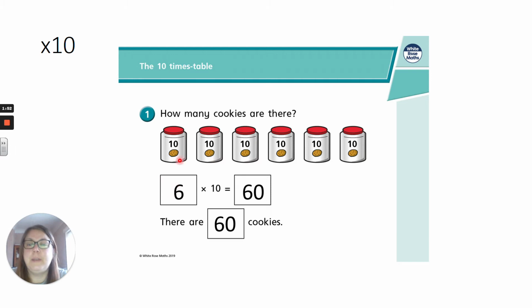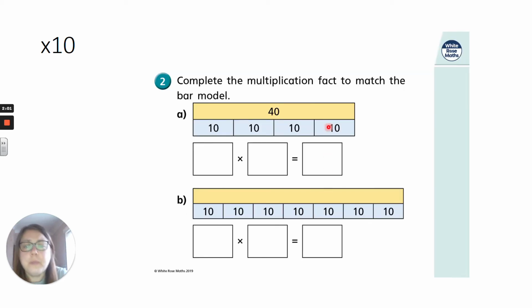So it's 6 because we've got 6 jars. It's times by 10 because there's 10 cookies, and that equals 60. So there are 60 cookies. Well done. We can also look at it in a bar model as well. So again, it's just times by 10, but we know the answer is 40. But how many times are we timesing by 10? So how many parts do we have in the bar model?